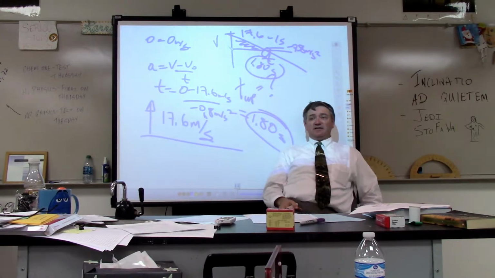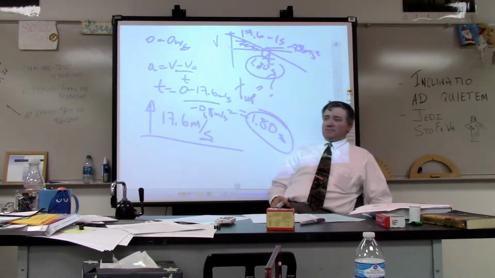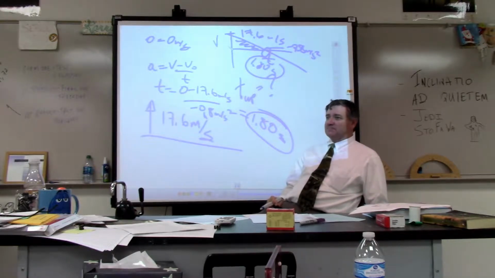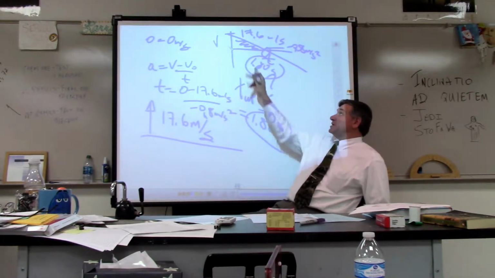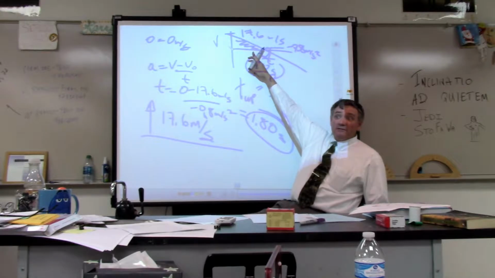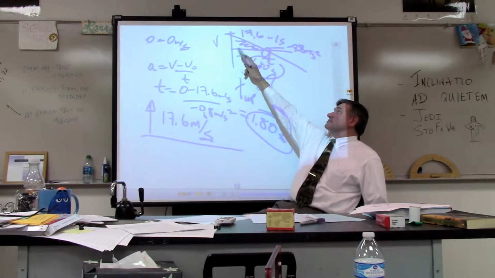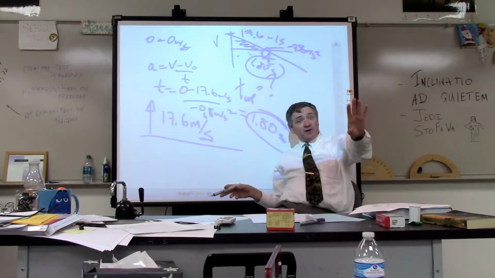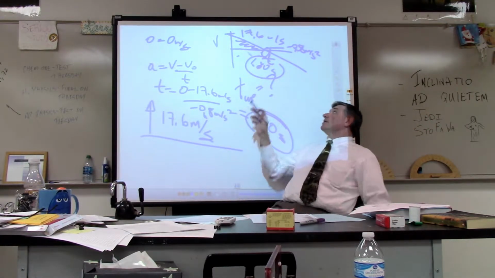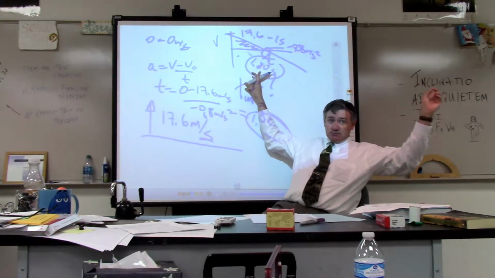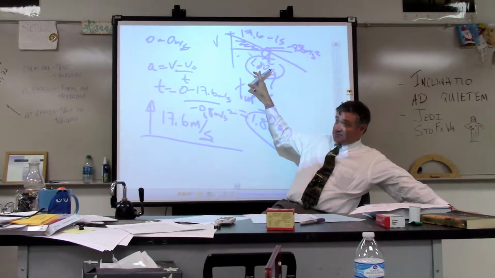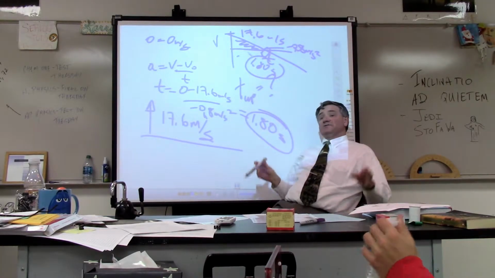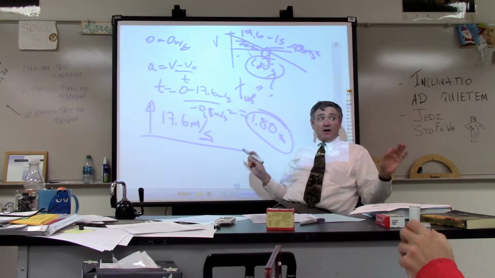Could I use the velocity time graph at this point to find my maximum height? Brooklyn. Yes, what would I do? Find the area. So I get 1.8 seconds times 17.6, take half of that, boom. I can find my maximum height that way. If I wanted to go that route, that would be a cool thing to do. But if my time is wrong, that maximum height is going to be wrong. Okay? So is there a way that I can find the maximum height without using time?